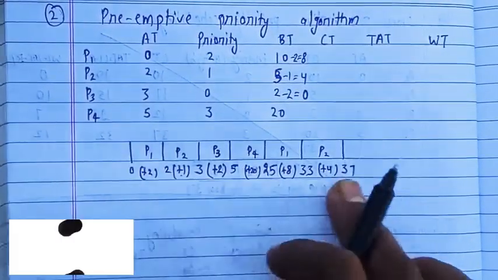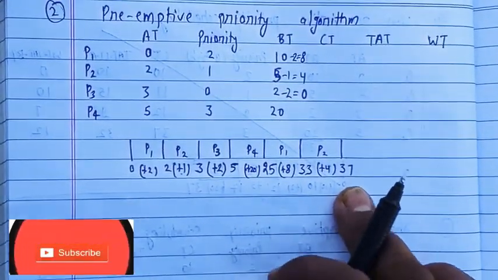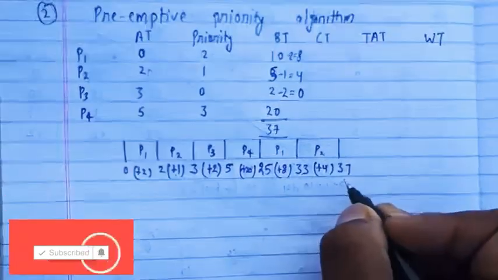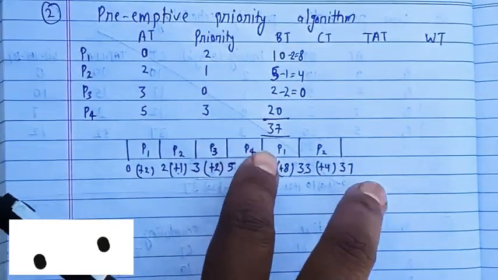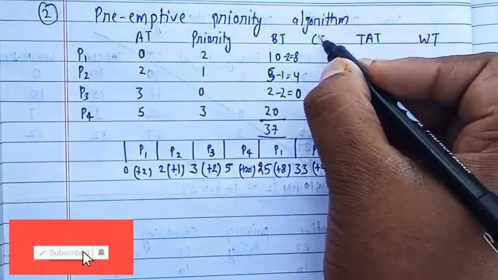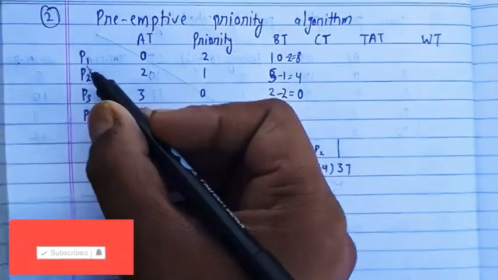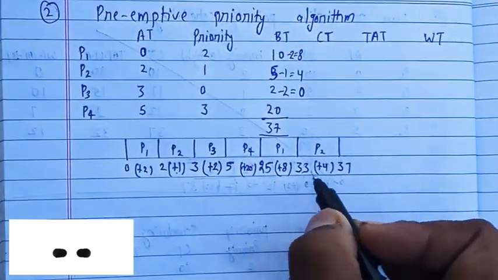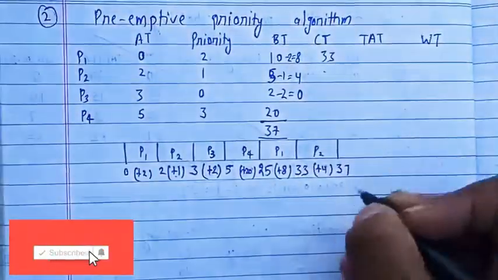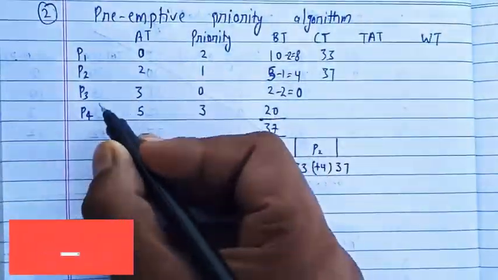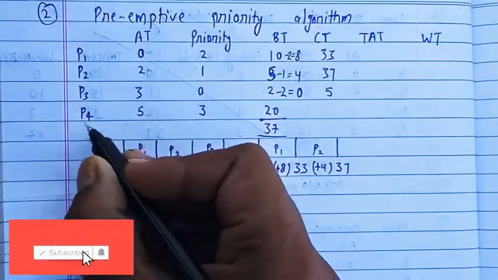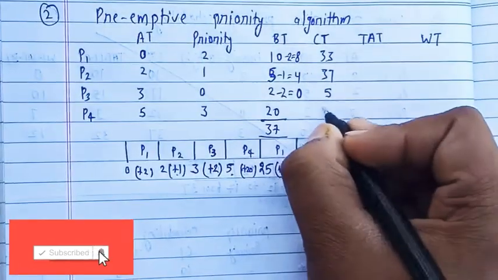For checking whether our Gantt chart is right or wrong, we can calculate the sum of burst times, which is equal to 37, and our last answer is also 37. So it means we are going in the right direction. Using this we can now check our completion times. The completion time of P1 is 33, the completion time of P2 is 37, the completion time of P3 is simply 5, and the completion time of P4 is 25.